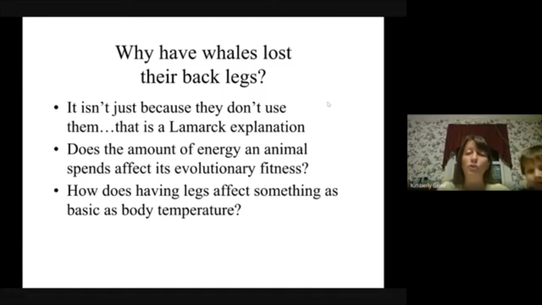Remember, these whales are swimming all of their life in water. Would whales with legs have a harder time maintaining their body temperature, which would mean they would need to eat more food and expend more energy?